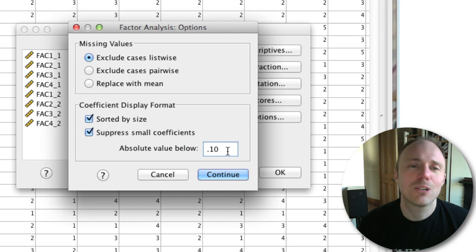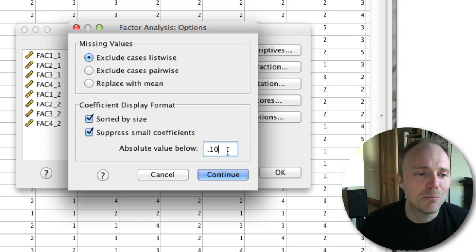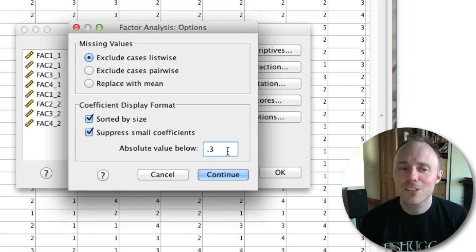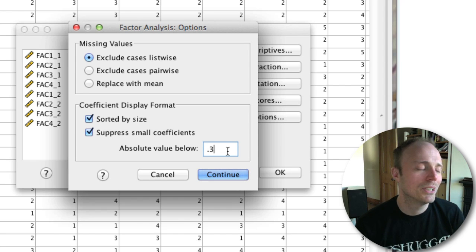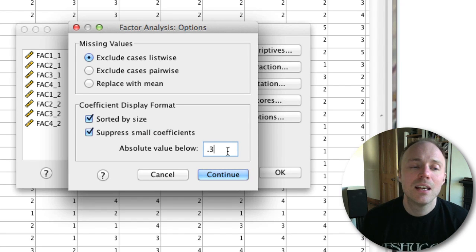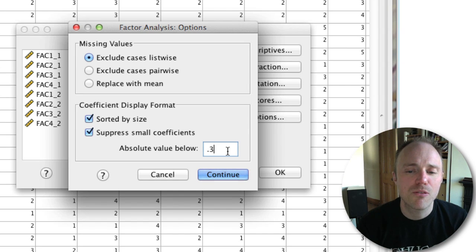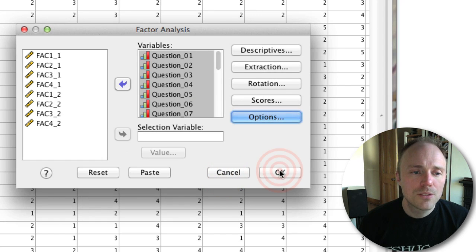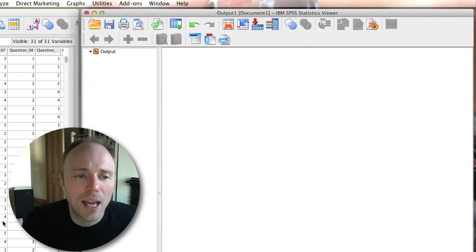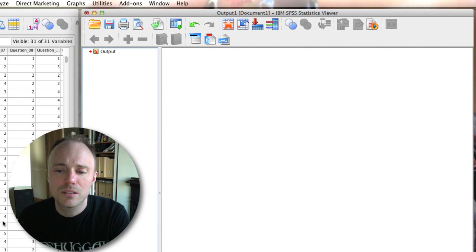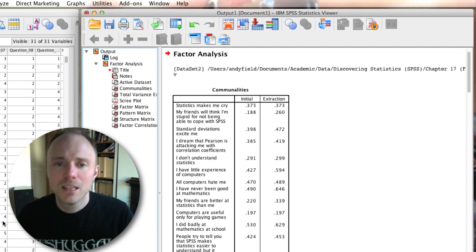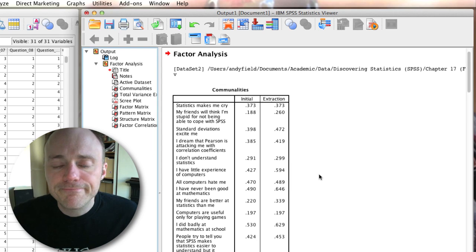I quite often, well, I say quite often, I never use factor analysis, but when I'm writing books, I think using 0.3 is not bad, as long as you remember that all the factor loadings still exist. So what this will do is clear the table of values that are less than 0.3, which, as we'll see in a minute, can be quite useful. So that will do as a basic set of options. Click on OK. We should hopefully get some output coming up in the output window at some point before my death. So here we go.